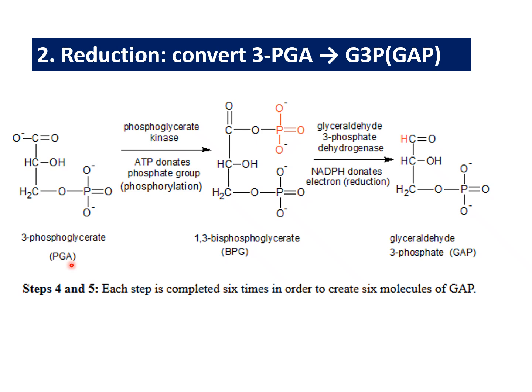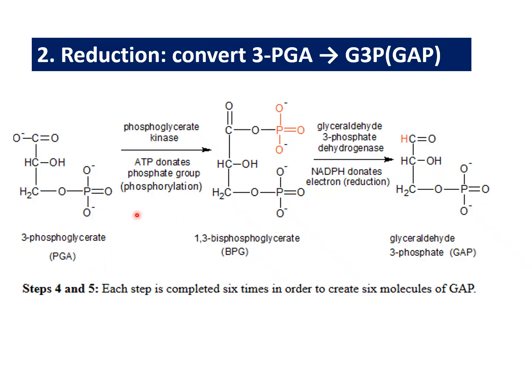So what happens to PGA? PGA becomes 1,3-bisphosphoglycerate. Here ATP is hydrolyzed. So this is the step where ATP of light reaction is hydrolyzed. Okay. Now let us see what happens to 1,3-bisphosphoglycerate. This 1,3-bisphosphoglycerate is then reduced to glyceraldehyde 3-phosphate, commonly written as GAP. Okay.